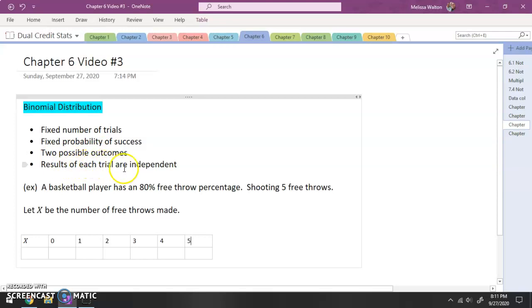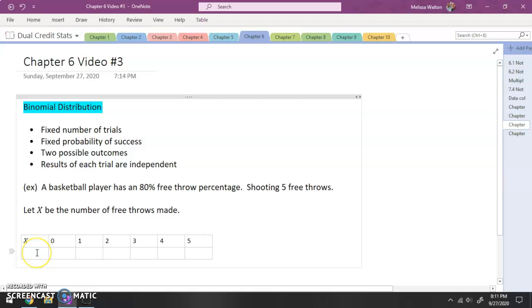And finally, the results of each trial are independent. This is an assumption that we're going to make here. I know sometimes, let's say that you miss a free throw and you start to get down on yourself, and that affects your next free throw that you try to make. We're going to assume that no matter what, no matter if you've made or missed 10 in a row, it's still 80% for the next one.